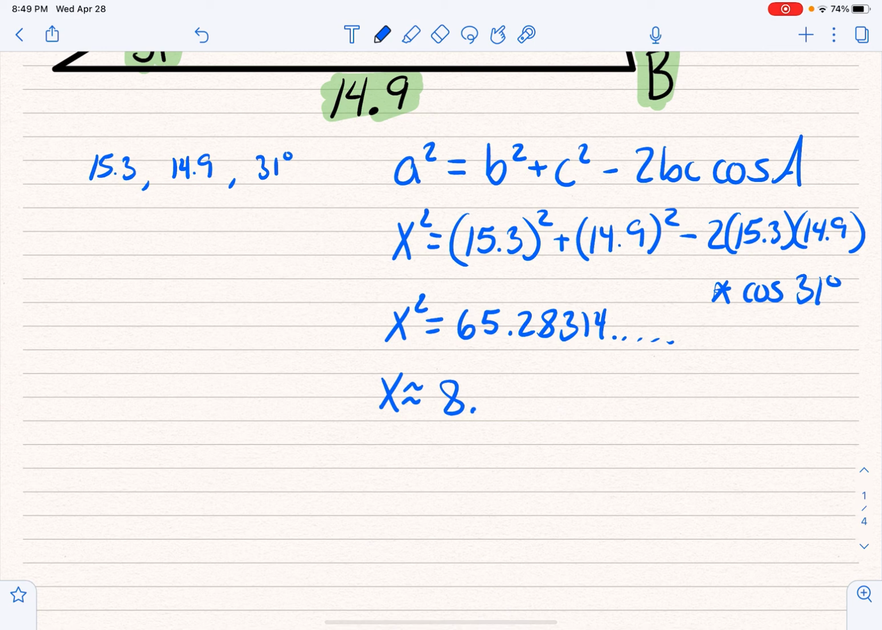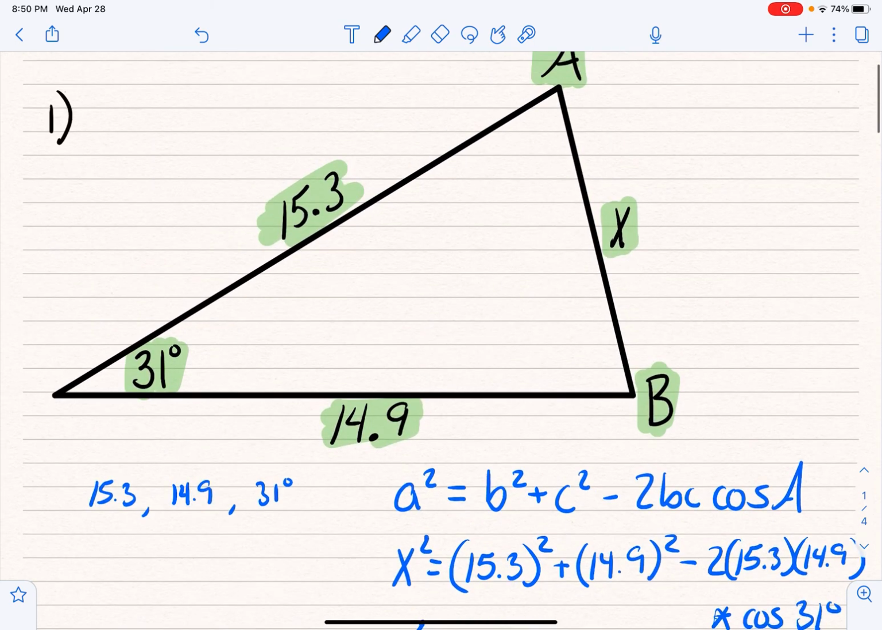So it'd be 8.08 if I went to 2 decimal places. And so that's the length of this side over here. We're saying that this would be about 8.08. All right, so now what we want to do is we're going to use the law of sines to find the measure of these other 2 angles.